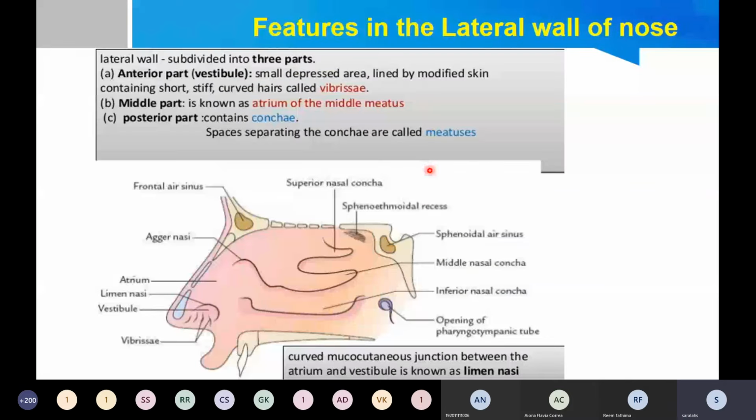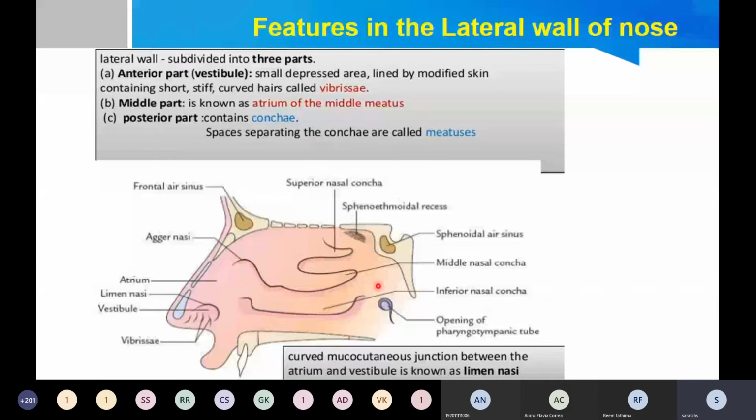Then, what are the features you observe in the lateral wall of the nose? Features in the lateral wall of the nose is a question for you, a 5 marks question. So lateral wall is very important, because there are more features you have to learn on the lateral wall. This is the lateral wall of the nose, and these curved ones which you are seeing like a shelf are the concha, superior, middle, and the inferior, from anterior to posterior part.